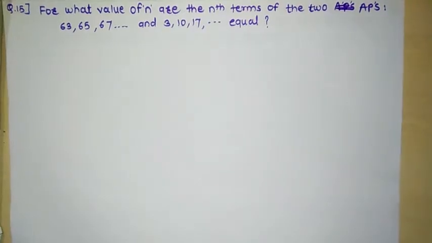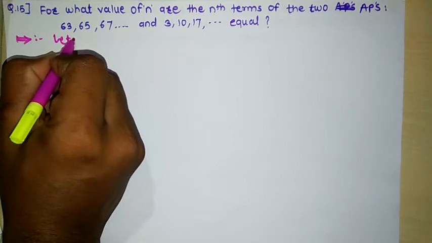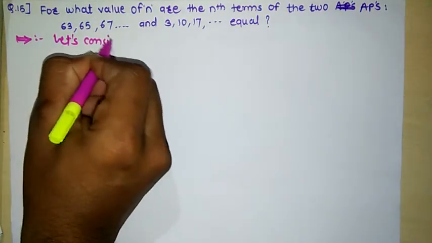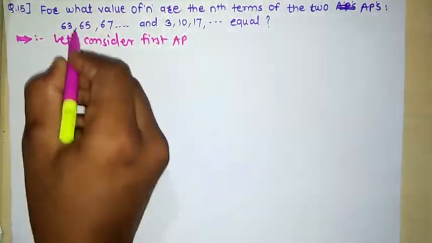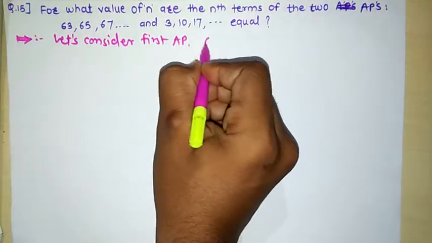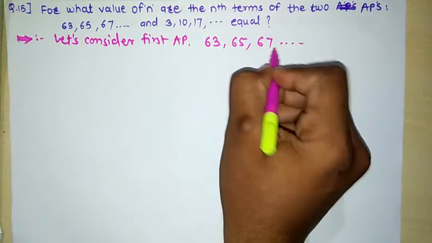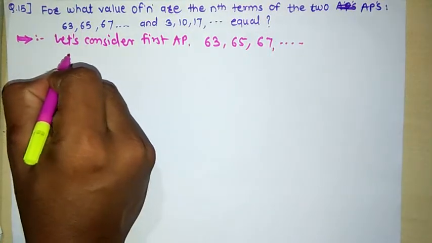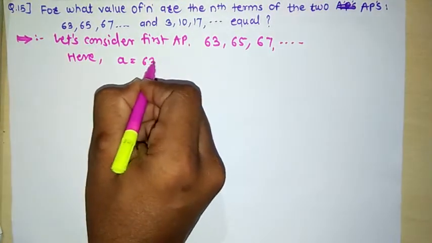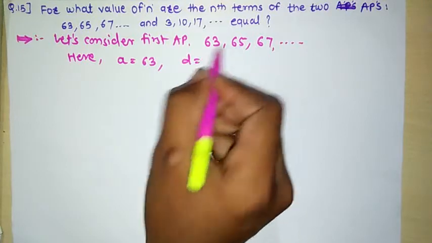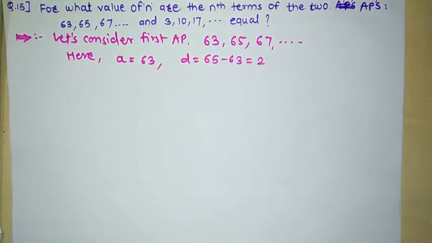Let us first consider the first AP, that is 63, 65, 67, and so on. Here the first term A is equal to 63. The common difference D is equal to how much? 65 minus 63, which is equal to 2. Here we got the common difference 2.